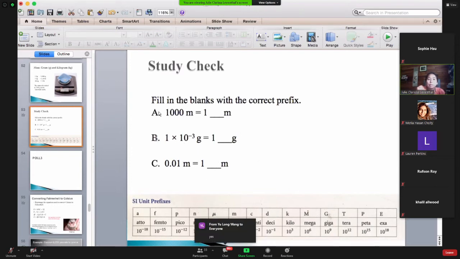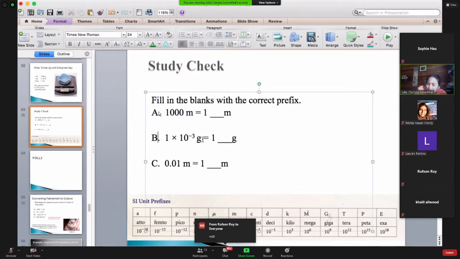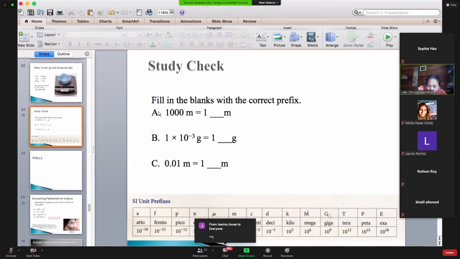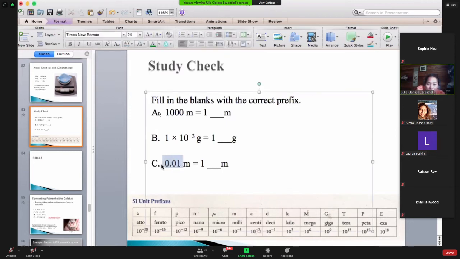Okay, what about letter B? 10 to the minus 3 grams is your base unit. So where is the 10 to the minus 3 here? Right here. So just looking at this table, 10 to the minus 3 grams is 1 milligram. Very good. So small m is milli, big M is mega. And right here, okay, this one then, this is not as straightforward.